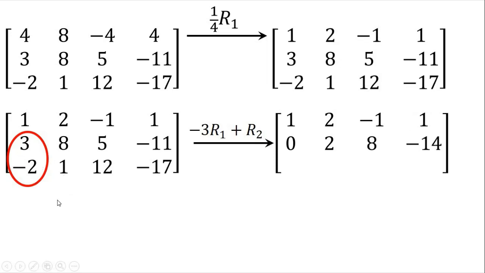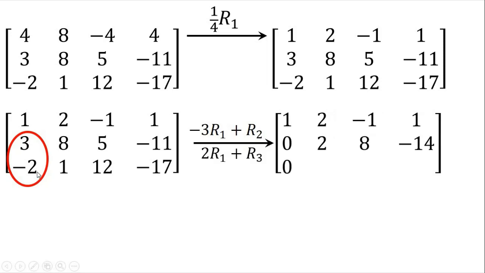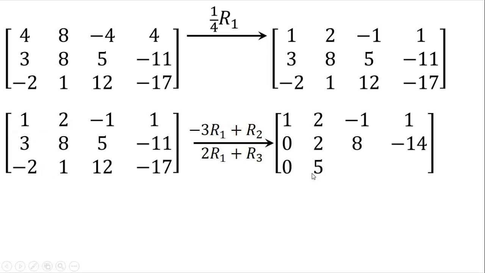Now for negative 2 to become 0, what we can do is multiply row 1 by 2 and add that to row 3. So we have here 2 times 1 is 2 plus negative 2 is 0. Then next entry, we have 2 times 2 is 4 plus 1, so we have a 5. Doing the same thing to the next entry, 2 times negative 1 is negative 2 plus 12 is positive 10. And lastly, we have negative 15.